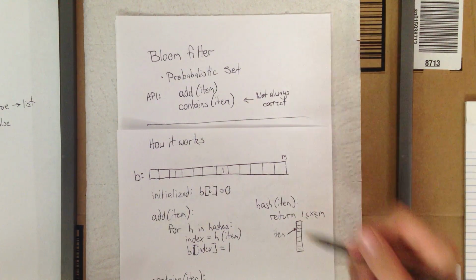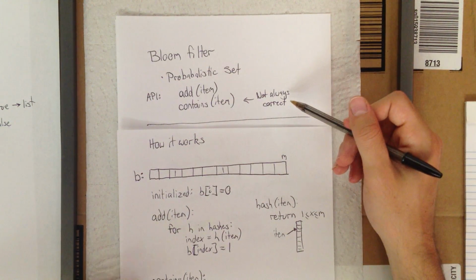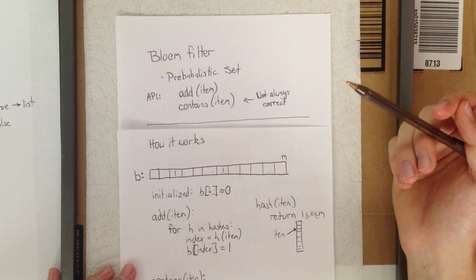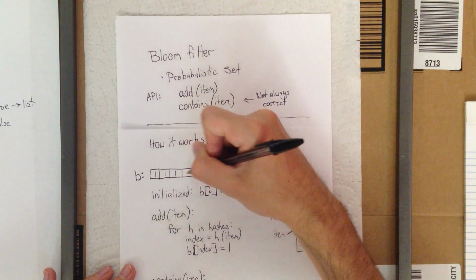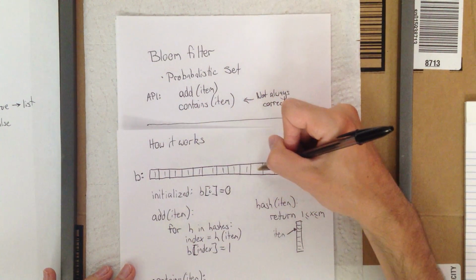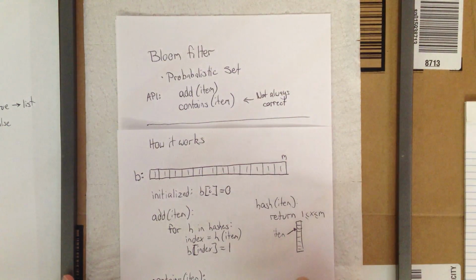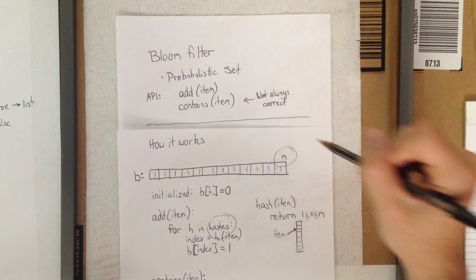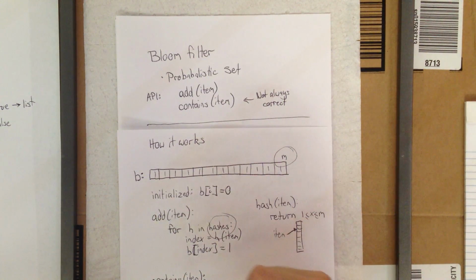And you might notice that there's a problem, which goes back to what I said about contains not always being correct. If we add a whole lot of items, then eventually every single bit in the Bloom filter will be set to 1. And then contains will always return true. And so the Bloom filter will be useless. So in the next video, we'll talk about how many hash functions you need, how big your bit array should be, and what's the probability that contains is right.